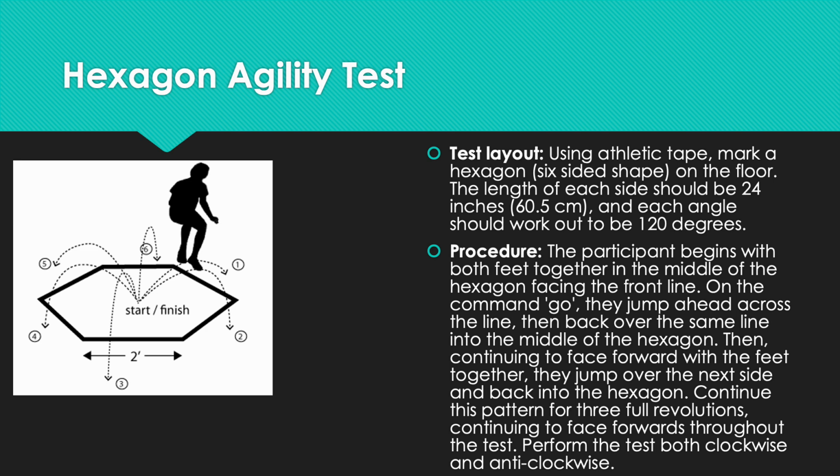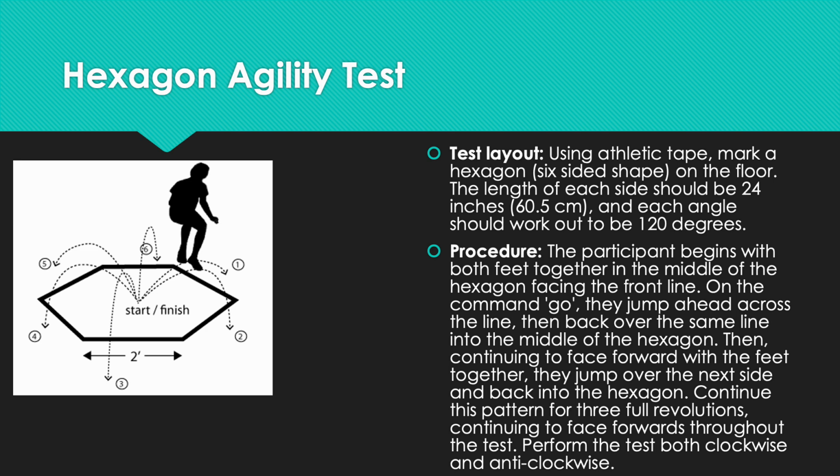The last agility test that we're going to talk about is the hexagon agility test. This is a test that requires athletic tape to mark a hexagon on the floor. The length of each side should be about 24 inches, and each angle should be approximately 120 degrees. And then the participant begins with feet together in the middle of the hexagon facing the front line. When the timer says go, they jump ahead across the line, then back over the same line into the middle, and then continue to face forward with their feet together and jump over the next side, and then back into the hexagon, continuing this pattern for 3 full revolutions, continuing to face forward throughout the test.